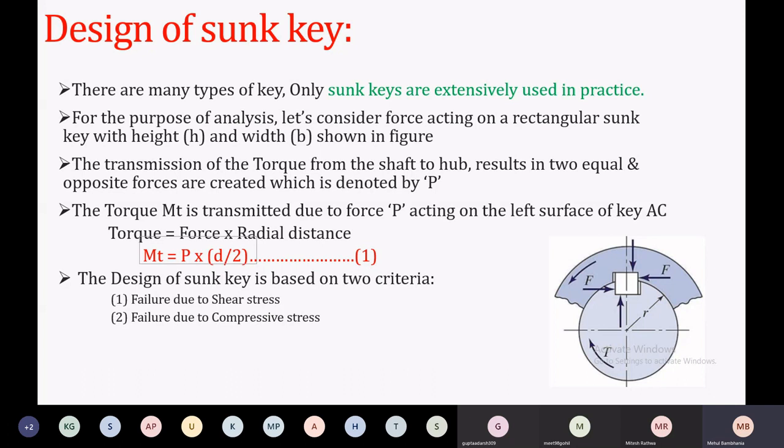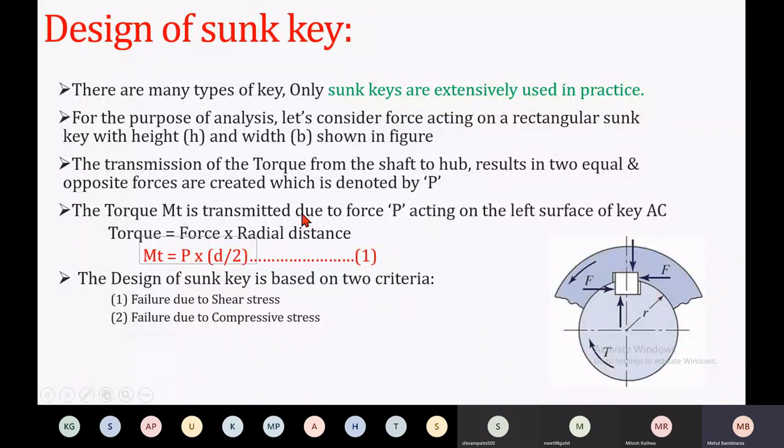So our next target is to discuss how we can design the sunk key, basically the square sunk key and the rectangular sunk key. Now when we refer to the design of a key, we have the dimensions in mind, that is the breadth, height, and length of the key, which are required to transmit the motion and the power without failure, right? So this is the objective.